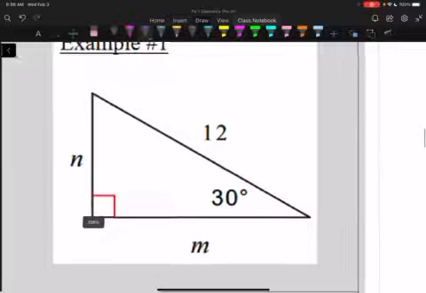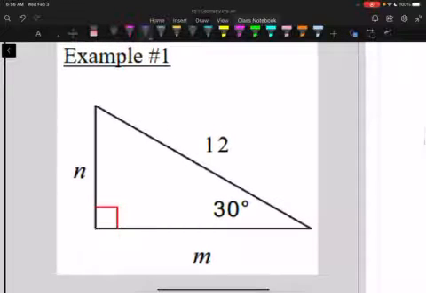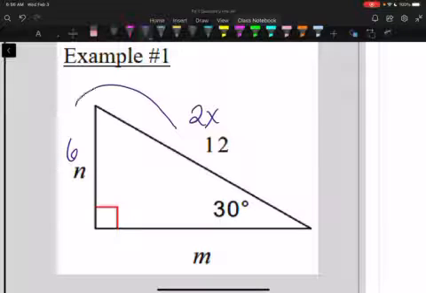So here's our first example. We were given the hypotenuse, we need to find the other lengths. So your hypotenuse is 2x, so then x is 6. So that is my shorter leg. So you can look at it this way. I'm starting with my hypotenuse and I need to get to my shorter leg. So I'm going to divide by 2. Every single time to go from hypotenuse to short leg, you divide by 2.